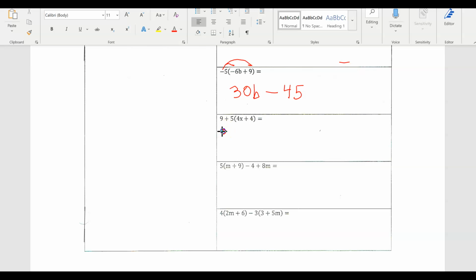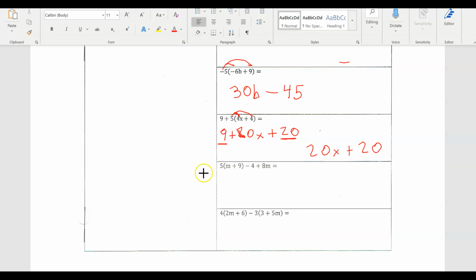So first thing I'm going to do is leave this 9 alone. I can't do anything with him until I deal with distributing the 5 here. So 5 times 4x is going to be plus 20x. Excuse that, it's not cooperating with me. So that's plus 20x, and then 5 times 4 is just another plus 20. So where are my like terms here? This 20 and this 9 can be added together. There are no other x terms, so all I'm left with here is 20x plus 20.